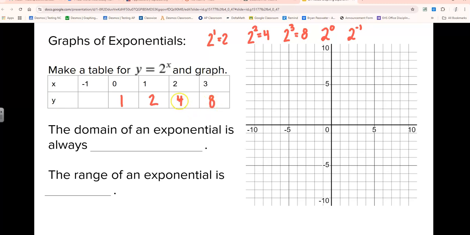If I go from 8 to 4, what would I have to do? Cut it in half. Divide by 2, right? And then 4 divided by 2 gives me 2, right? 2 divided by 2 gives me 1. So what do I need to do to get over here? Divide by 2. That's going to give me 1/2.